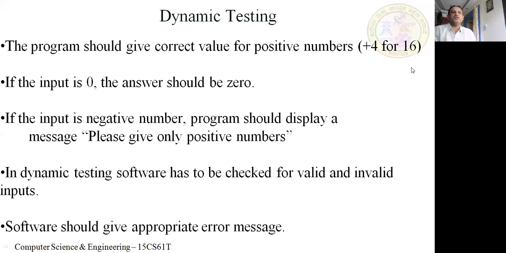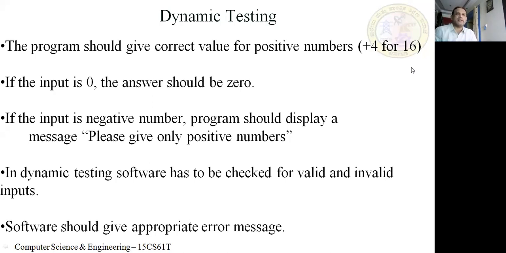If the input is 0, the answer should also be 0 there. You cannot find the square root of 0 there, so it should be 0. Then again, if the input is a negative number, then your program should display a message, please enter only positive numbers. So your program should be an interactive one. So it should take only the allowed values.